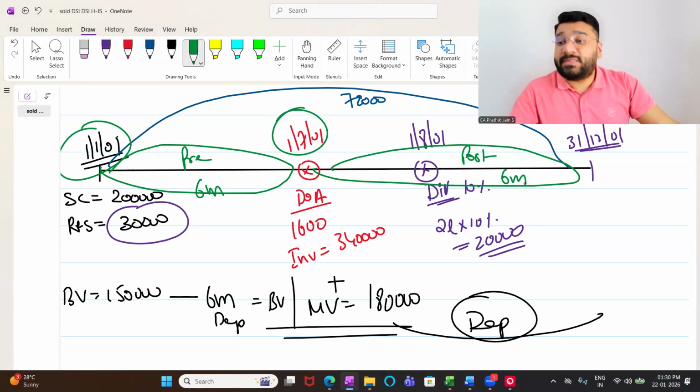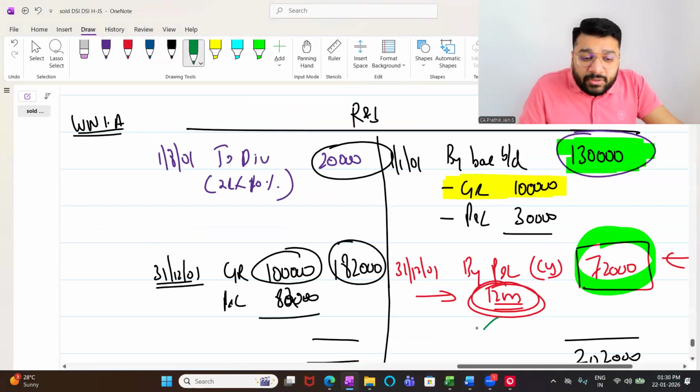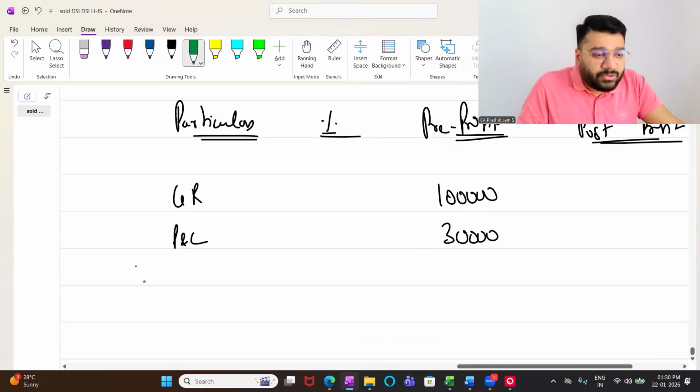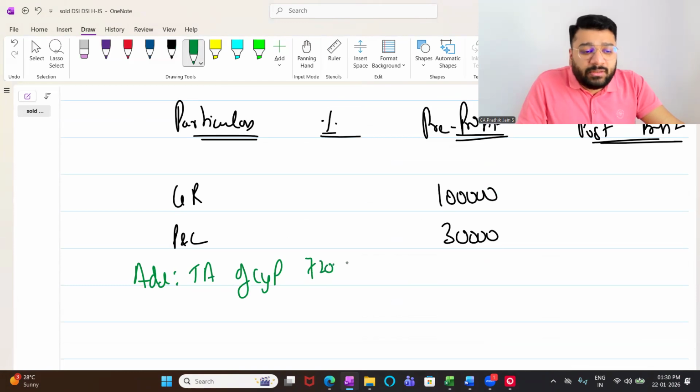This is called time adjustment. So 72,000, can I do 6 months pre and 6 months post here itself? Yes. So add time adjustment of current year's profit. 72,000 into 6 by 12. How much is it? 36,000 and 36,000.